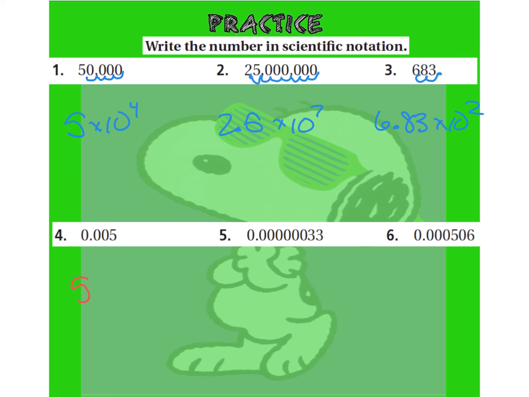So it's going to be 5 times 10 to the power of 1, 2, 3, negative 3. Here's where I want it. So 3.3 times 10 to the power of 1, 2, 3, 4, 5, 6, 7. So negative 7. Here's where I want it. 5.06 times 10 to the power of negative something. 1, 2, 3, 4. Negative 4.